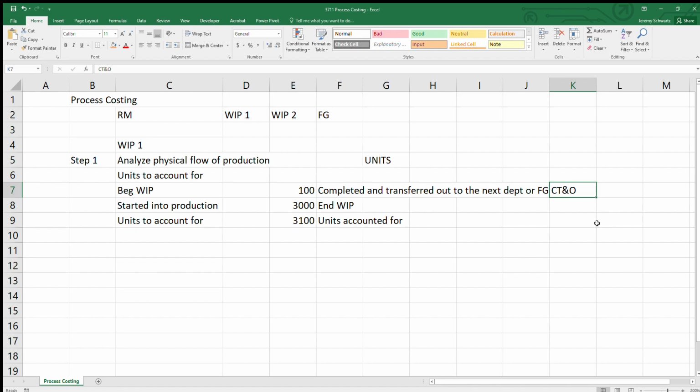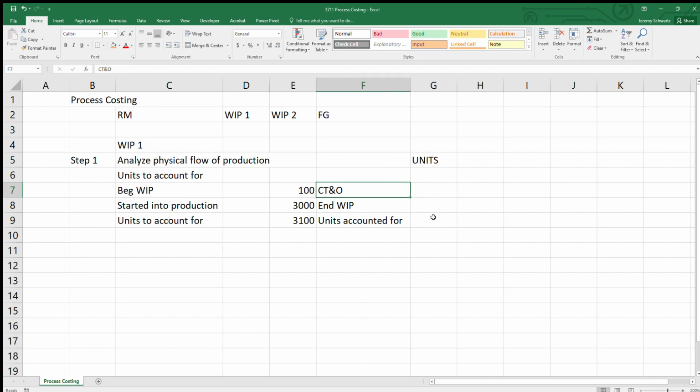And I think at this point we'll move this over here to complete and transferred out. So then our units accounted for would also need to be 3,100. And so if we are given that we had 500 in ending work in process, and these are units that would have been at least started into production in work in process 1, then the units that were completed and transferred out must be 2,600. So 3,100 that we've had to account for, with the 500 that were in the ending work in process.